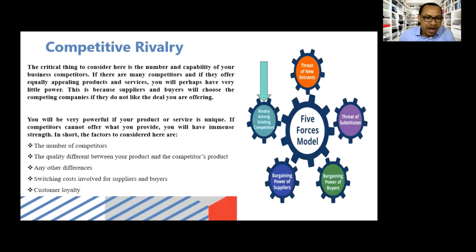In that case, your power here will depend on the number of competitors available in the industry, the quality between your product and the competitor's product, any other differences between your company and those competitors, as well as the switching costs involved for suppliers and buyers to switch from you to other competitors. If the switching cost is low, they can easily switch. But if the switching cost is high, they will find it difficult to leave you.